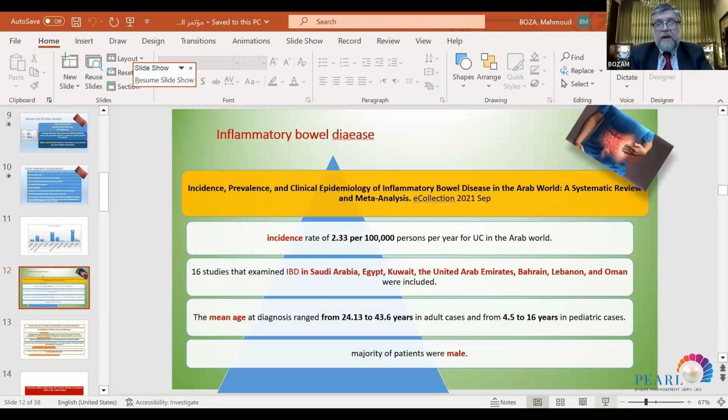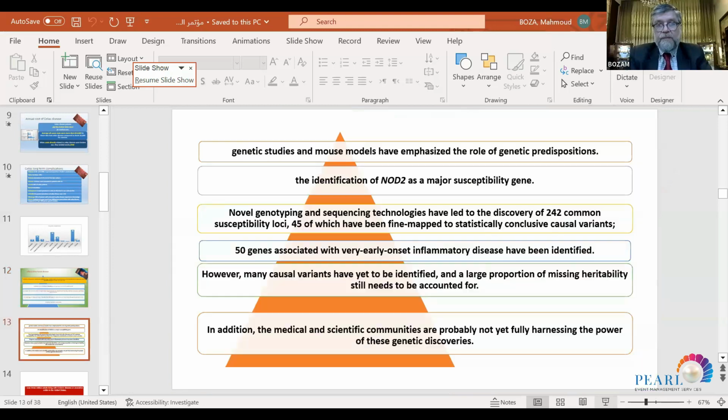The second disease is inflammatory bowel disease. We know that the incidence rate in Arab countries is around 2 per 100,000 in some published studies. More than 16 studies were published in Arab countries, for example in Saudi Arabia, Egypt, Kuwait, United Arab Emirates, Bahrain, Lebanon, and Oman. The mean age of detection was 24 to 43 years old for adults and from 4 to 16 years old in pediatric age.